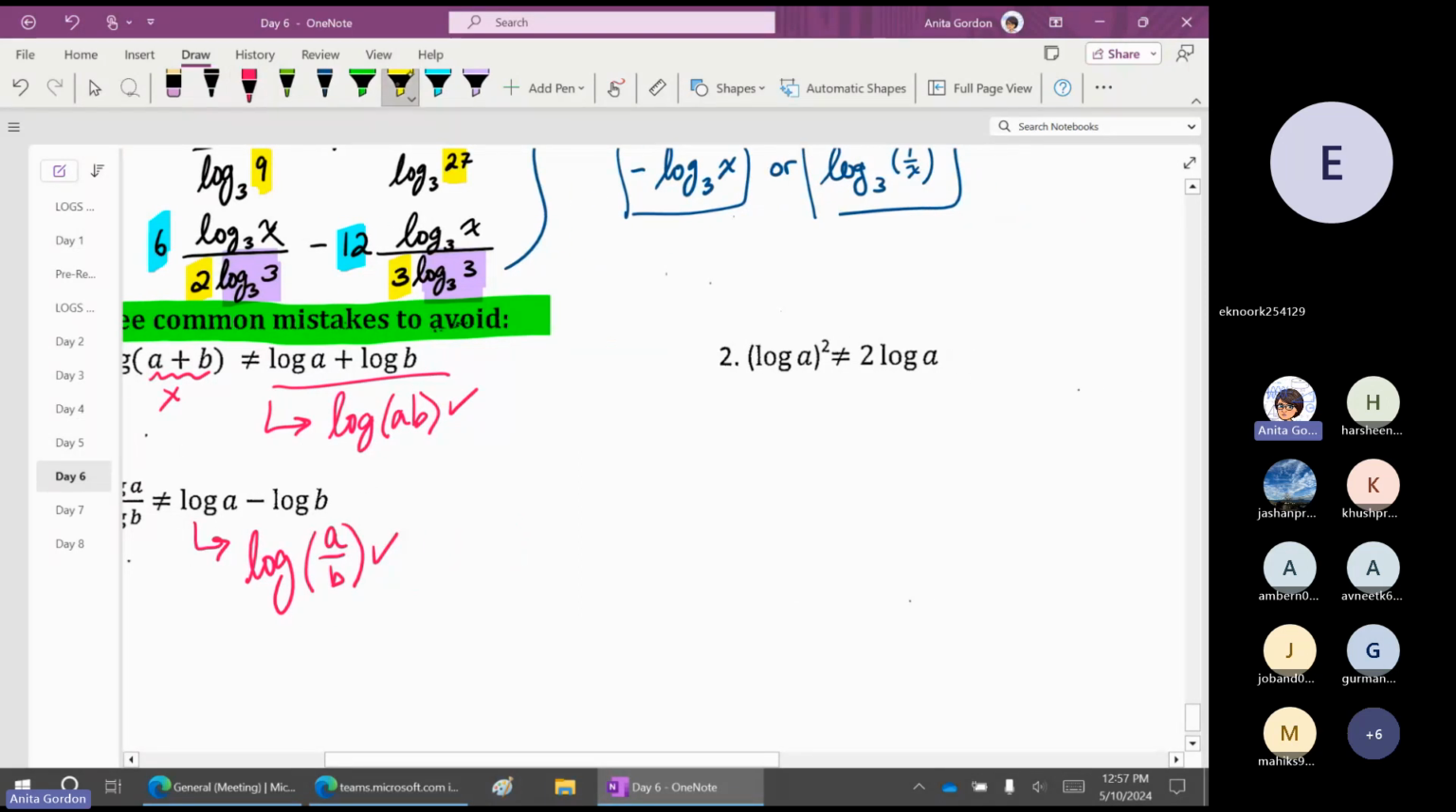Okay, if your entire log is squared, that does not become the coefficient. The exponent can become a coefficient if it is inside the log, not on the outside of the log. So this is correct. This is not correct. This is why brackets are important here.